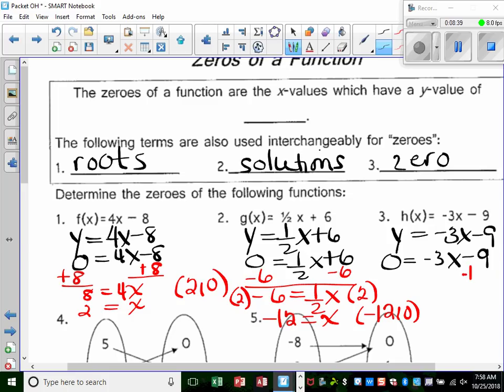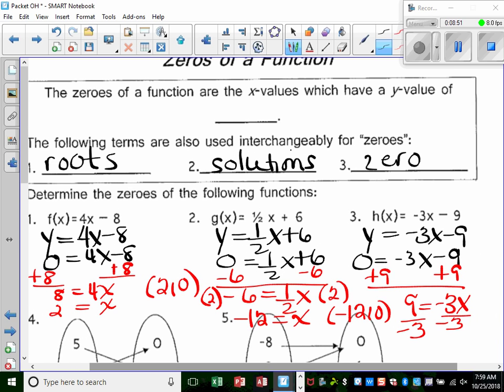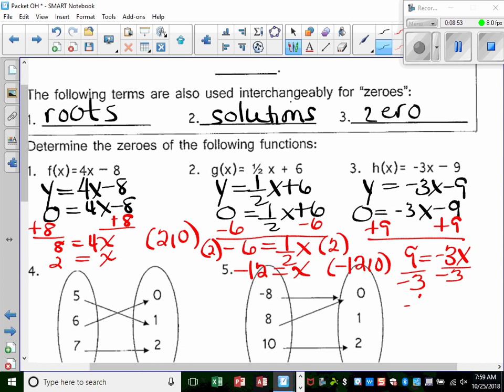Last one, add 9 to both sides. So 9 equals negative 3x. Divide by negative 3. So what is my value of x? Negative 3 equals x. So my coordinate is negative 3, 0. So if they give it to you in the form of an equation, this is how you would find the zeros. Okay?